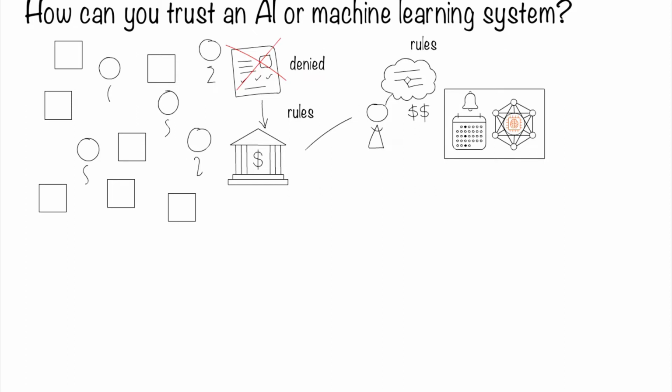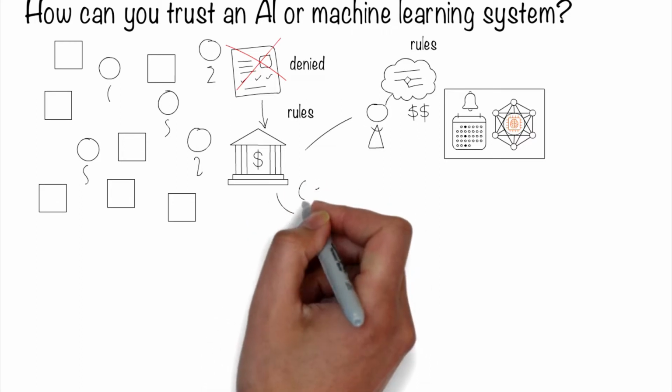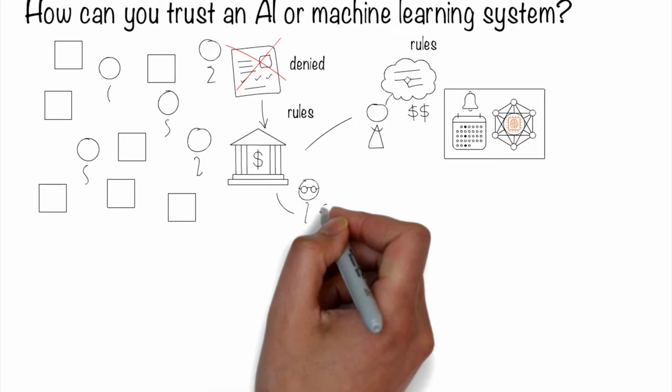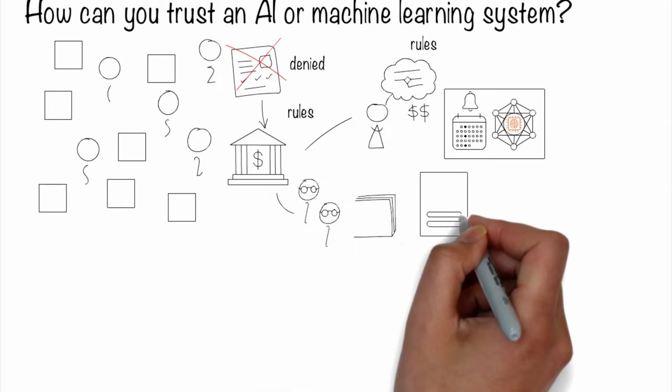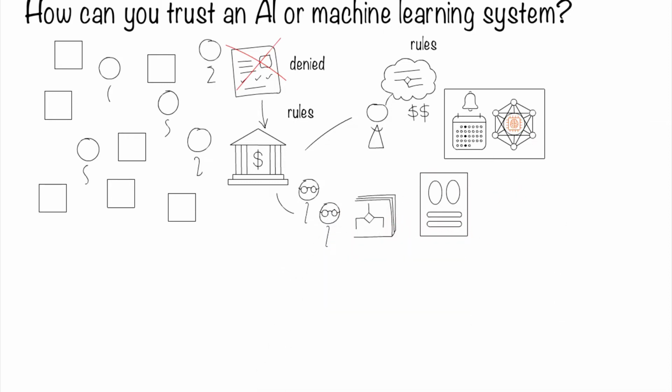Maybe one rule was that you needed a steady source of income. Then, programmers built software applications into which these rules were coded. Since the bank gave the programmer the rules in the first place, the bank still knew how the software worked and could explain why your application was denied.